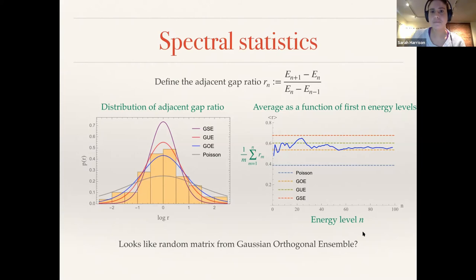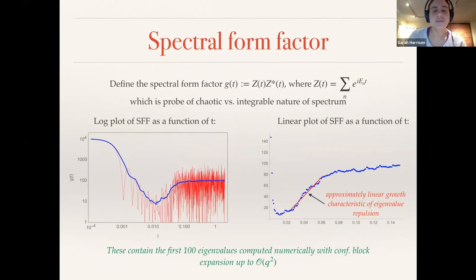A second thing we can compute once we have a spectrum of energy eigenvalues is something known as the spectral form factor, which probes the nature of the spectrum. In particular, it can probe whether the spectrum is characteristic of, say, a chaotic system versus an integrable system. So the spectral form factor is basically just the magnitude of the partition function squared. And on the left-hand side, I plotted the spectral form factor as a function of t on a log-log plot.